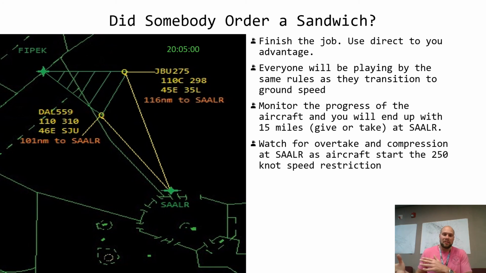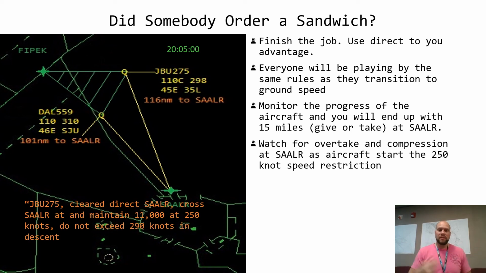So that 15 miles will give you some buffer and not have to have you babysit the situation too much. So, excuse me, go ahead, finish the job. JetBlue 275, clear direct Sailor, cross Sailor at maintain 1000 at 250 knots. Do not exceed 290 knots in descent.